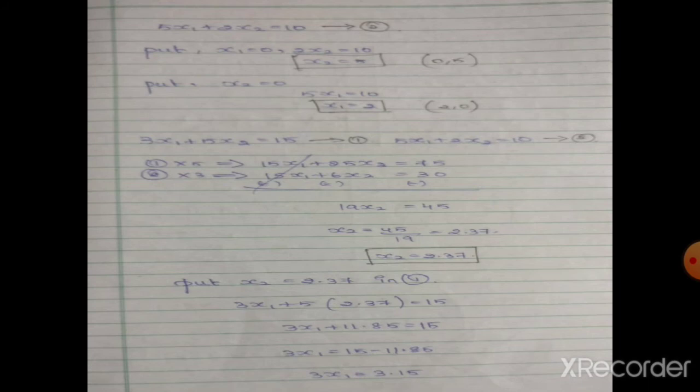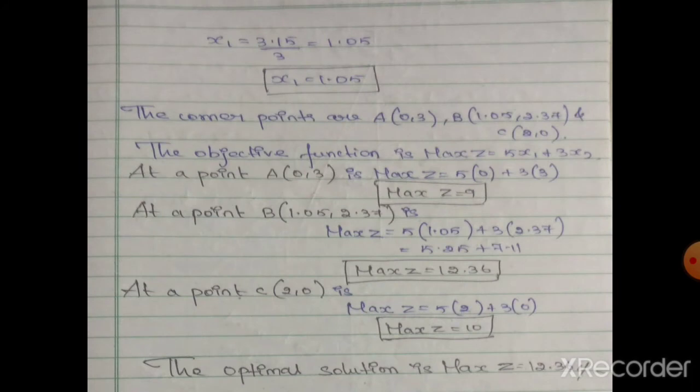First equation you have to multiply with 5, second equation you have to multiply with 3. Then change the sign and simplify, and we get the value of x2. Substitute the x2 value in equation 1 or 2, either one, and we get the value of x1. So we get the point x1 comma x2. We consider these as point A, point B, point C.